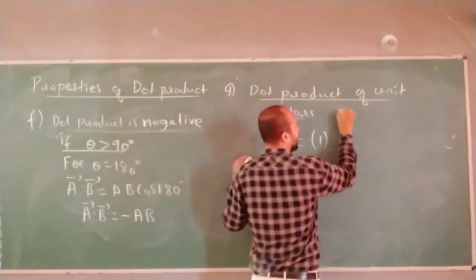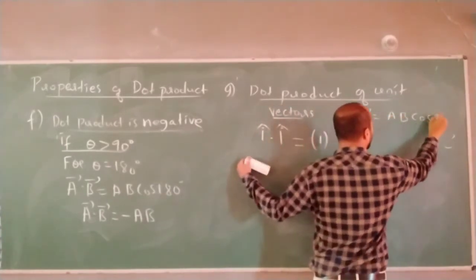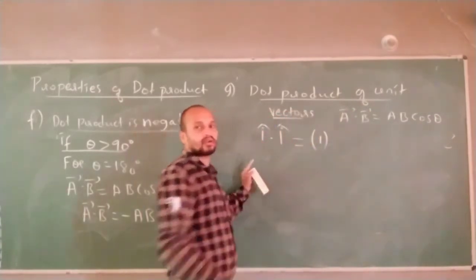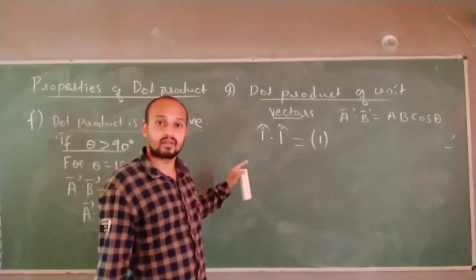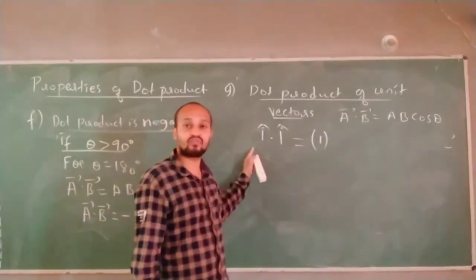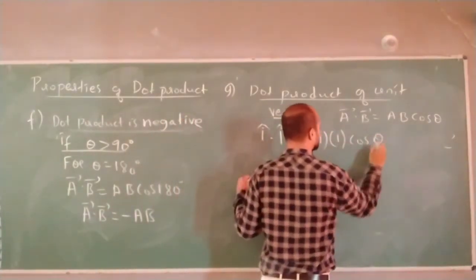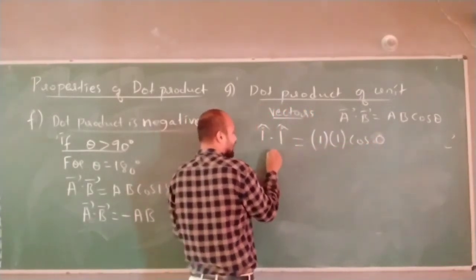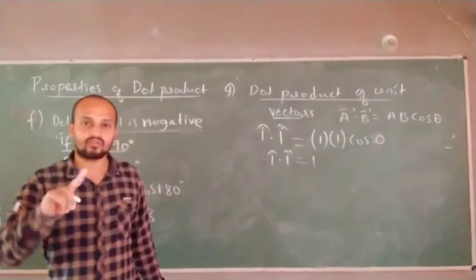Because you know A dot B is equal to AB cos theta. You know this, correct? So I am doing the dot product of two vectors which are having the same direction, and the magnitude of these two vectors is 1. So 1 into 1 into cos 0. Theta is 0, the angle between those two vectors is 0. So I dot I will be equal to 1 always. Dot product of two unit vectors is 1.